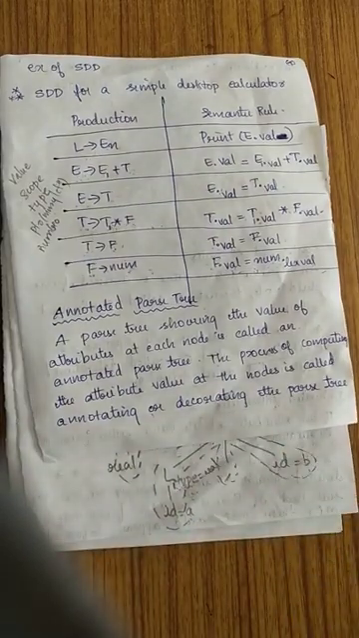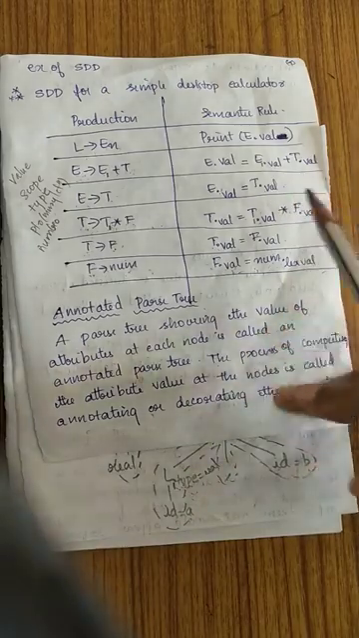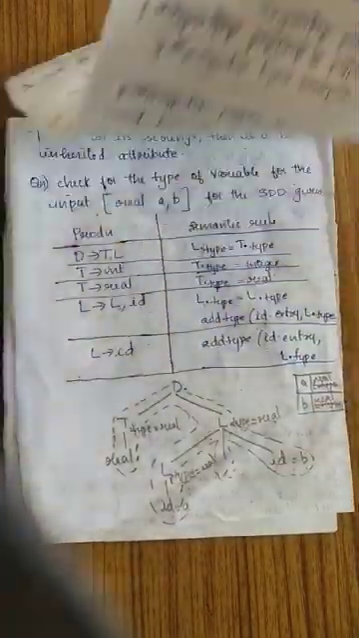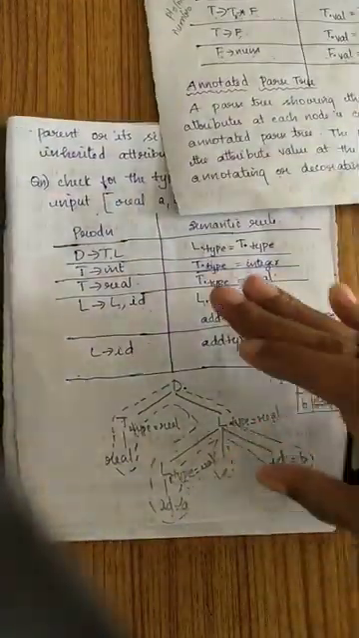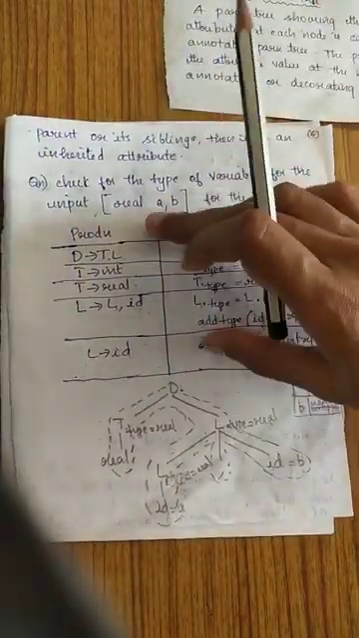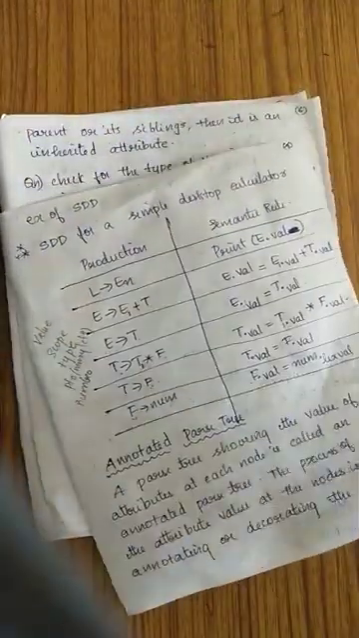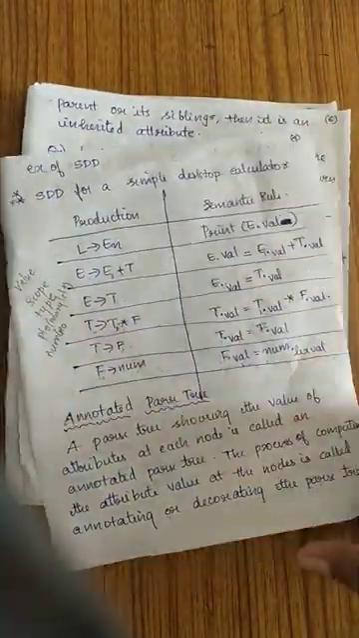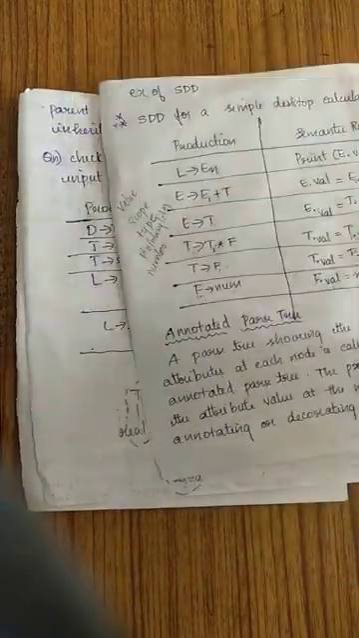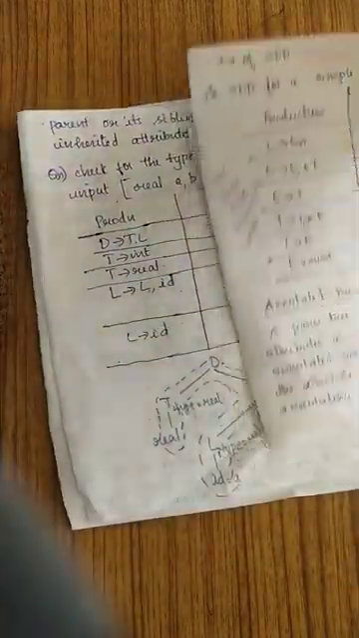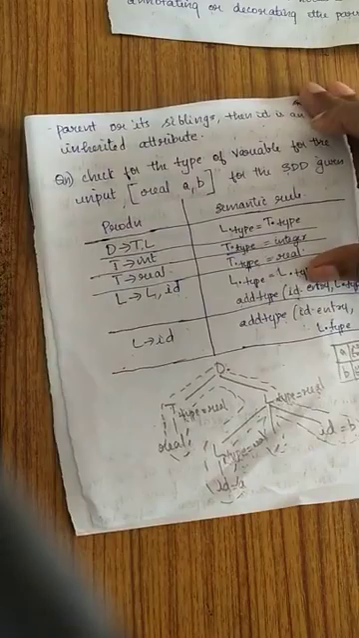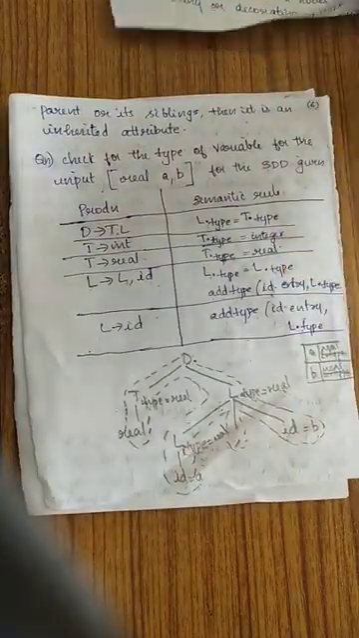So initially we will draw the parse tree. After that we will decorate the parse tree with the attribute values. So finally we will get the annotated parse tree. So this is the annotated parse tree for this grammar for the given input. And this is the annotated parse tree for this given input for the SDD given. Okay, so these are a few terms you have to be familiar with while studying the syntax directed definition.